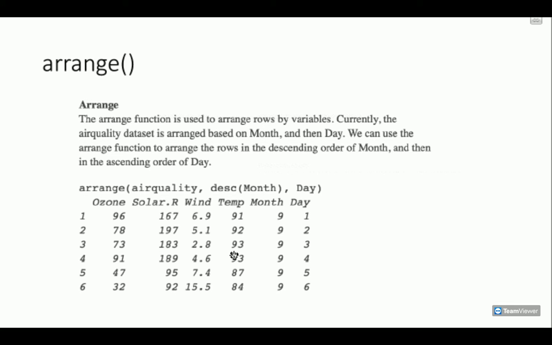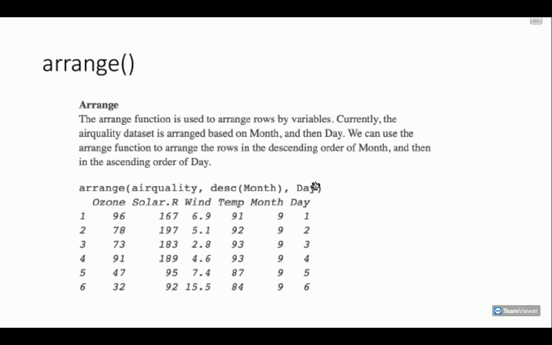And I think this is the last one. So the last function is the arrange function. This is just to display your data in a way that you like. Within the air quality data set, it's arranged by the month and then the day. But if you want to reverse that order, if you want to display it in ascending or descending order, whichever order you want, you'll have to use arrange. So arrange, give it the data set name, and then use this function called desc, that stands for descending, and desc month, and then the day.